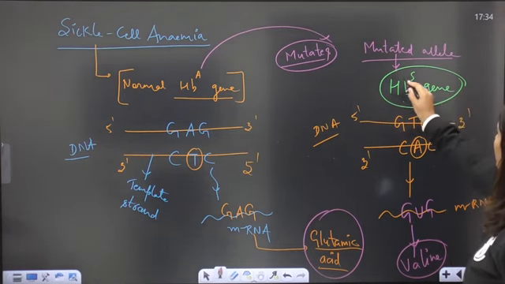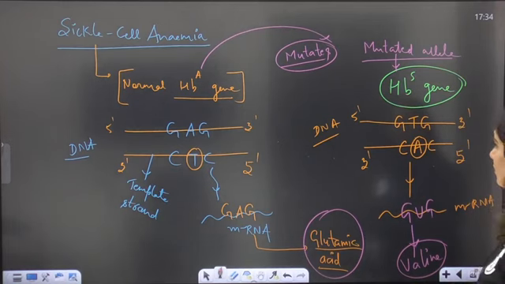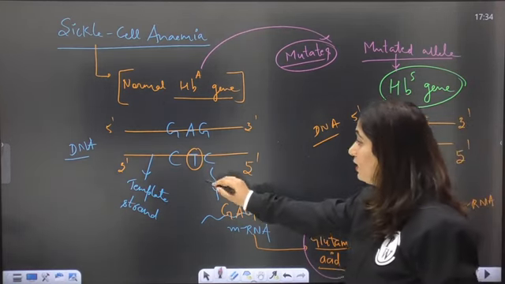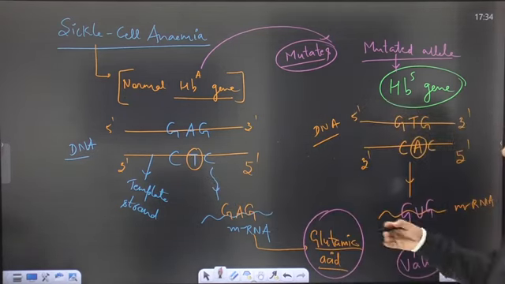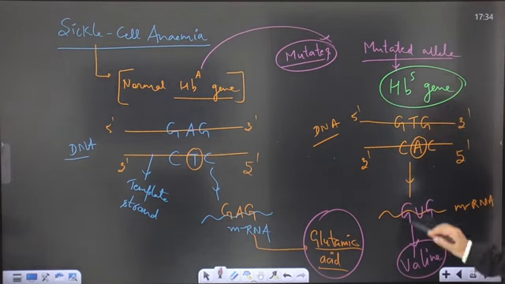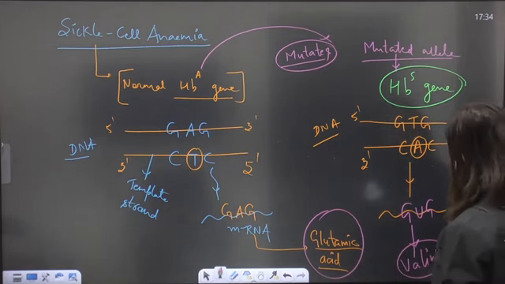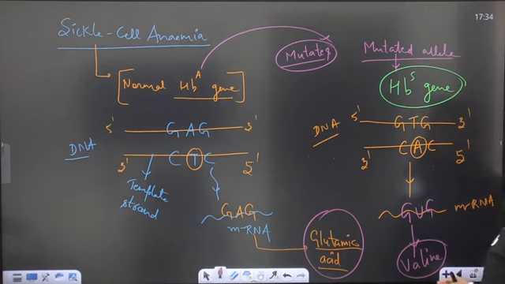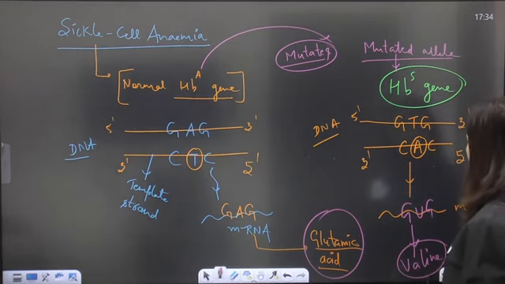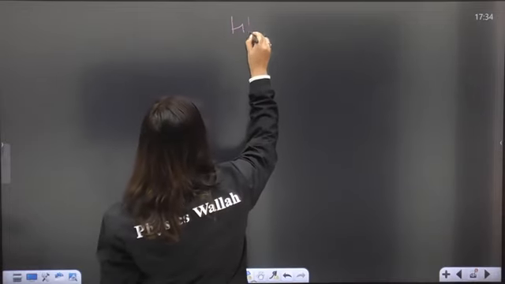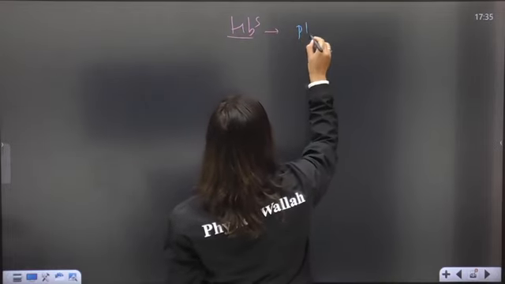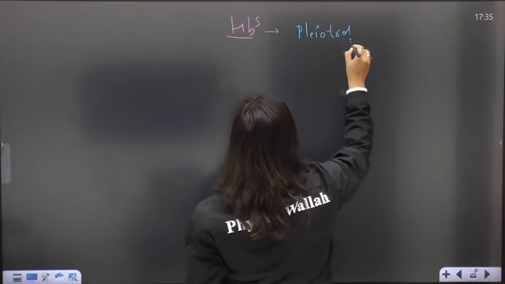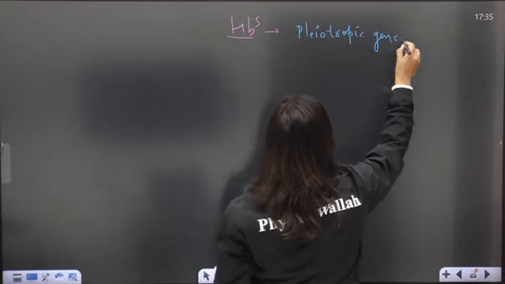So in this mutated gene, what's the mutation? At this particular point in a codon, thymine is substituted by adenine, and initially glutamic acid used to be formed, but here valine will be formed. So you can say that HbS is a pleiotropic gene.